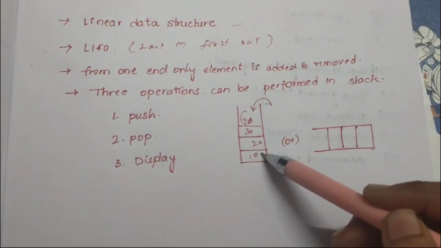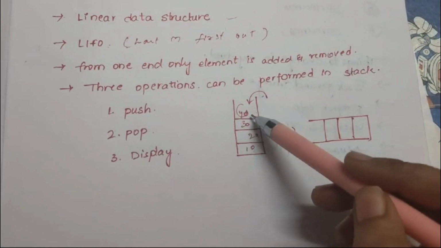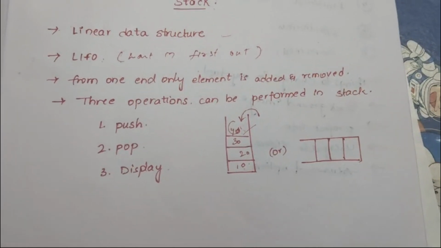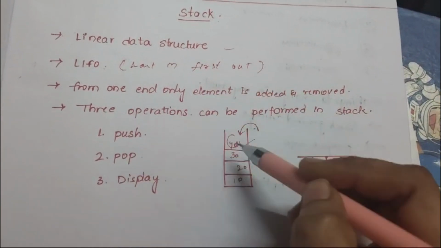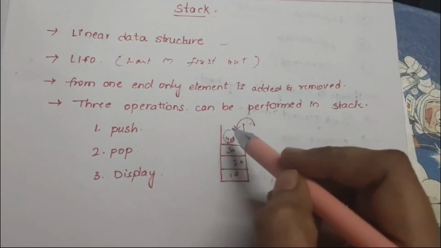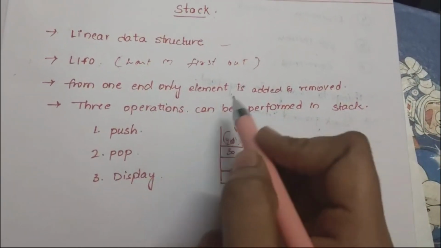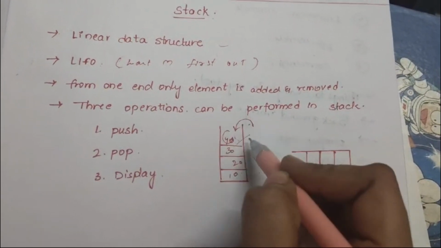Suppose we enter numbers like this: 10, 20, 30, 40. At the last, what we have entered is 40, so it will be popped out first. So elements in the stack can be popped from one end and pushed from the same end. Means they can be added from the same end and can be removed from the same end.